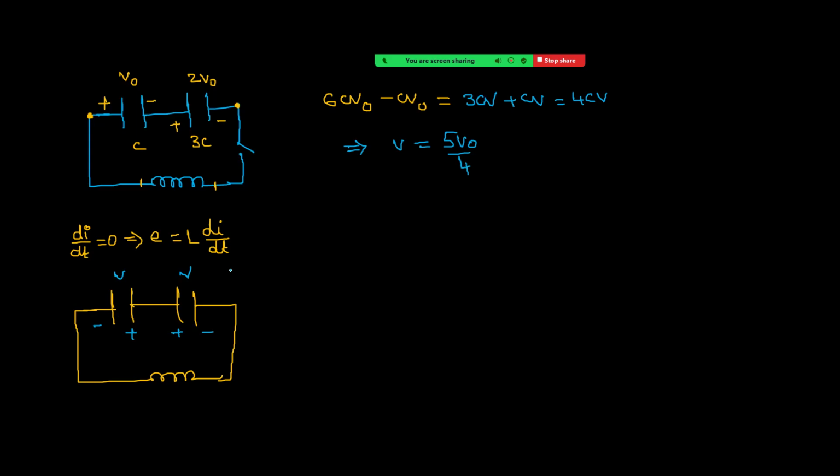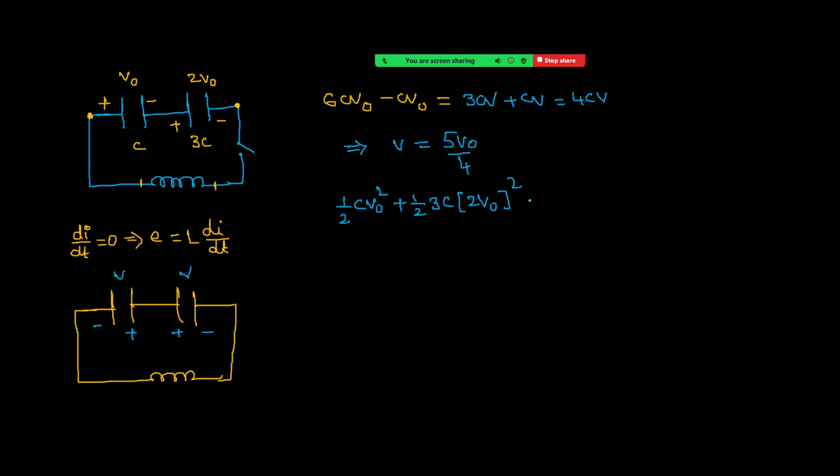Okay. Right. But we have to calculate what is the maximum current. So now what I can do is use conservation of energy. Here there is no loss of energy. It is just oscillating between inductor and capacitors, right? So writing conservation of energy. Initially, total electric potential energy is half C V naught square plus half 3C into V naught whole square. This was the initial value.